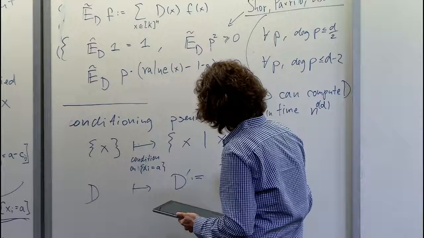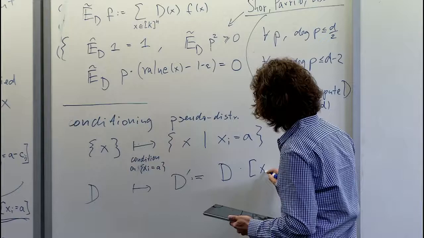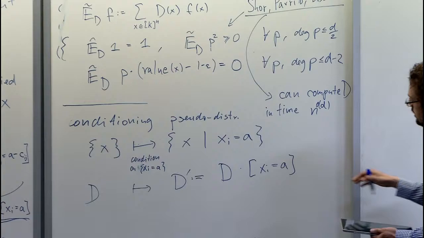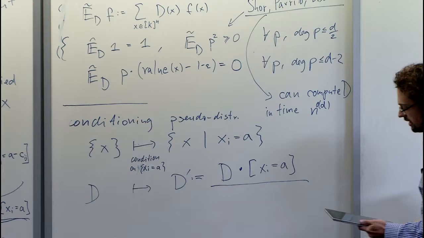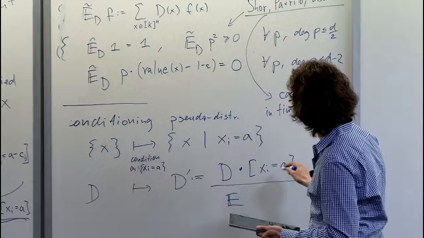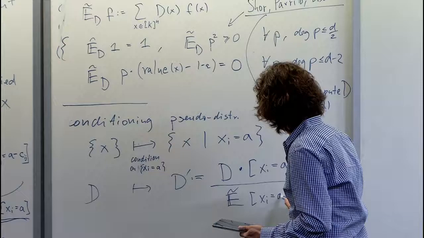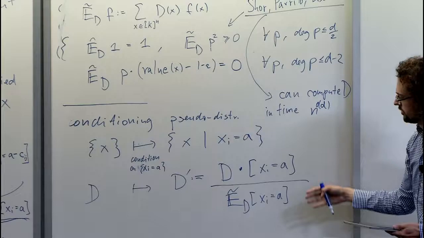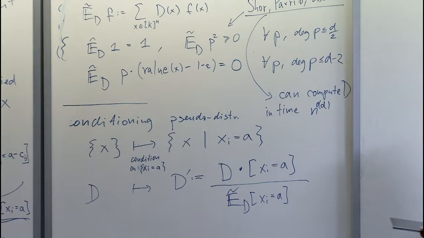Basically you zero out the function when x_i is different from a. So you multiply this function by the indicator, and then you renormalize by the probability that this event happens. If D here were an actual distribution, a non-negative function, then this operation is exactly conditioning on the event that x_i is equal to a, and we can do the same transformation for pseudo distributions.